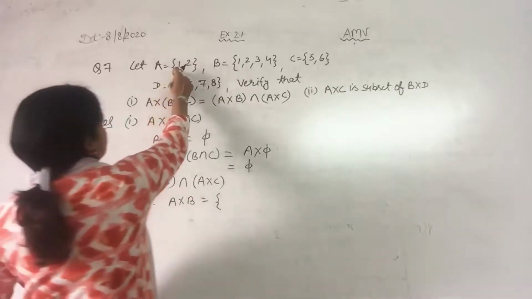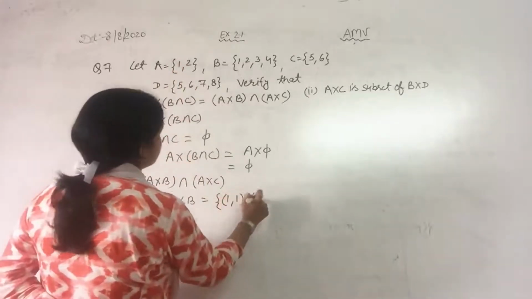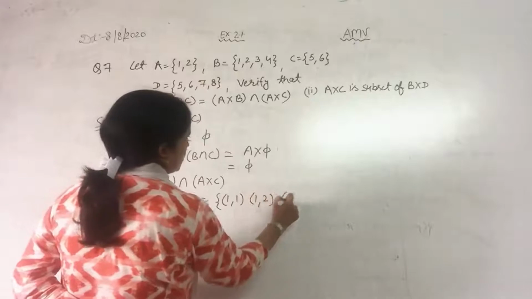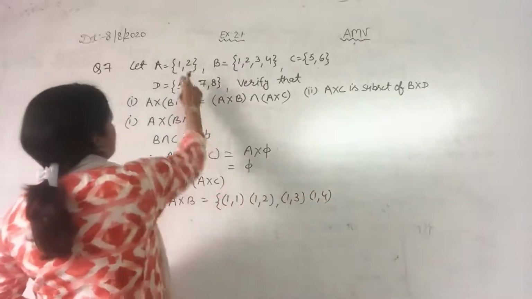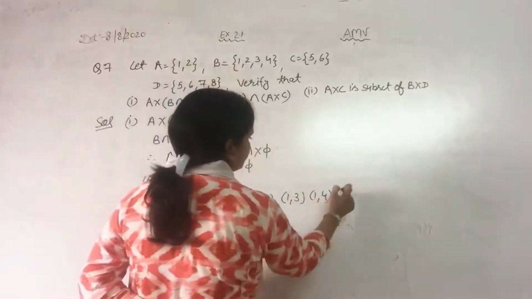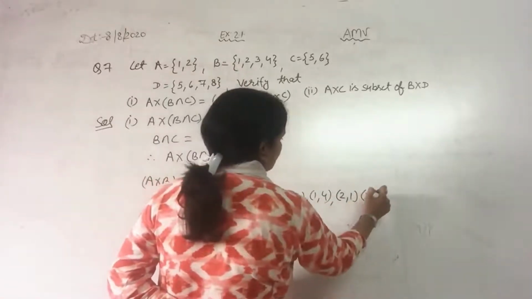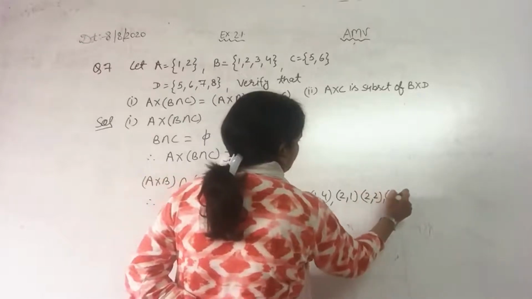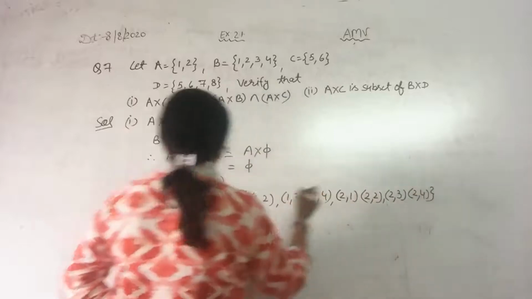Find A×B. Start from set A. It's (1,1), (1,2), (1,3), (1,4). Now (2,1), (2,2), (2,3) and (2,4). Okay.